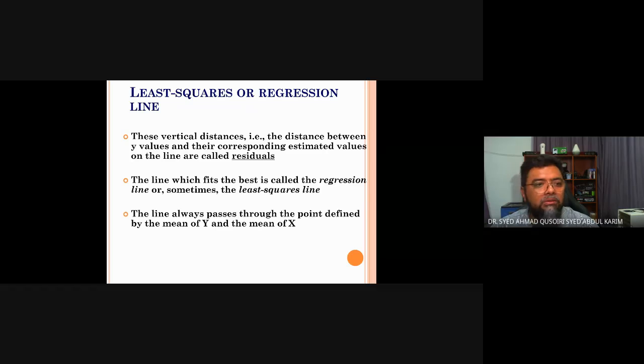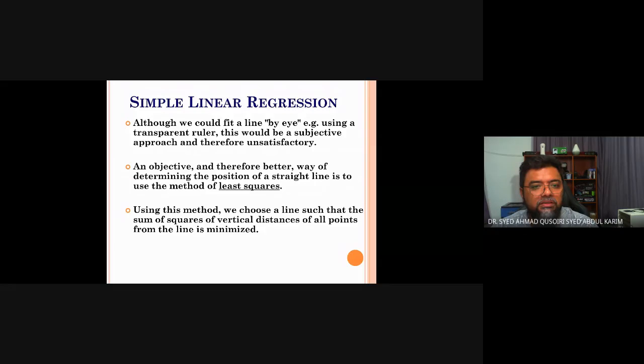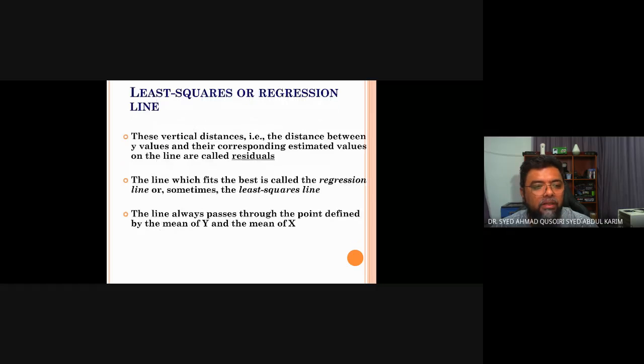I will not go into the detail of this least square method. If you are interested, you can read on about this method. For your level of undergraduate, the method of putting the line in the graph, putting the line of best fit should suffice.